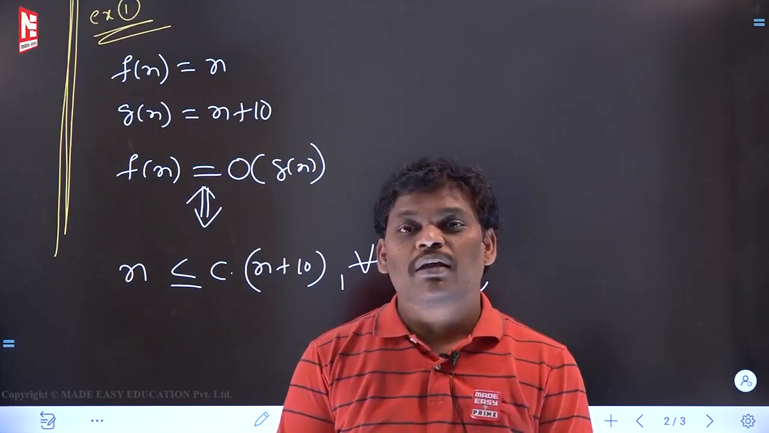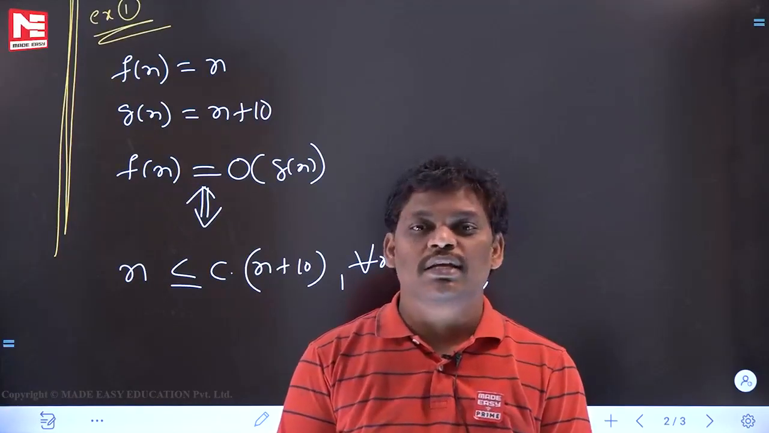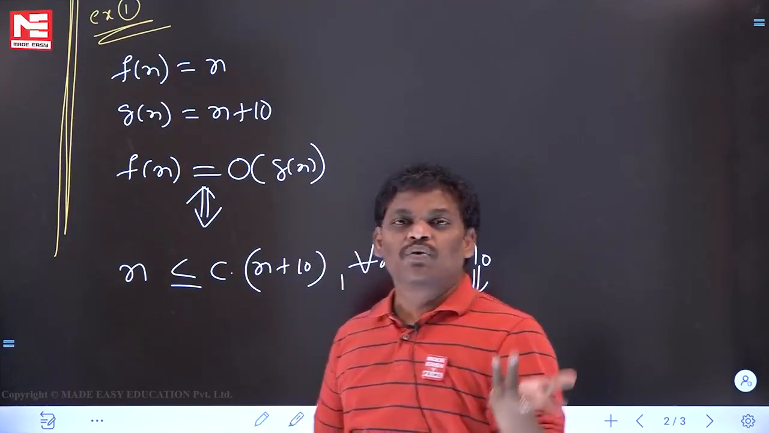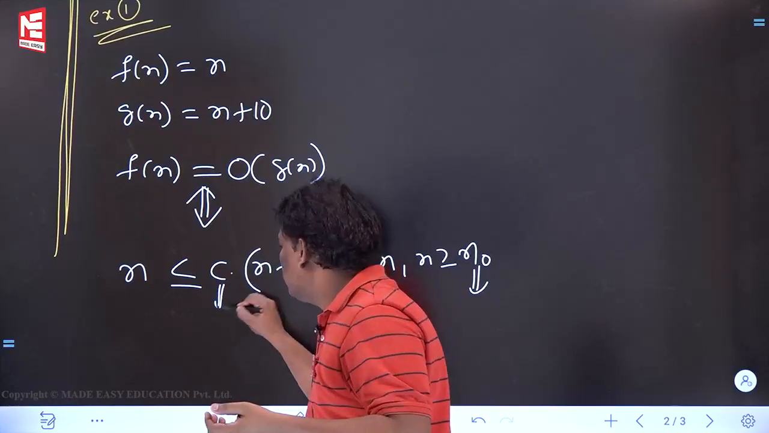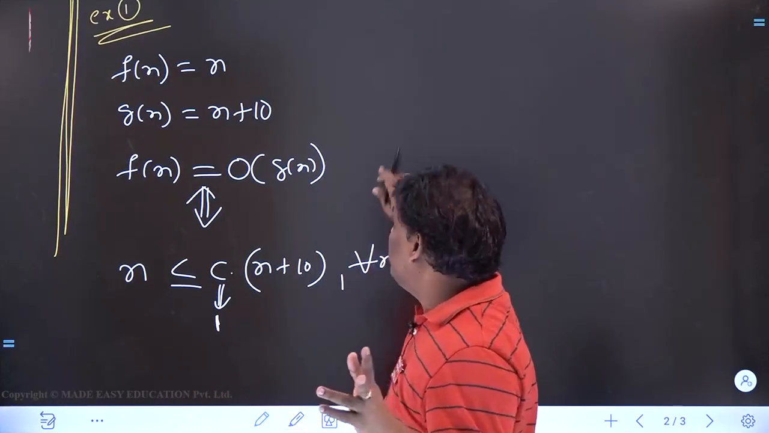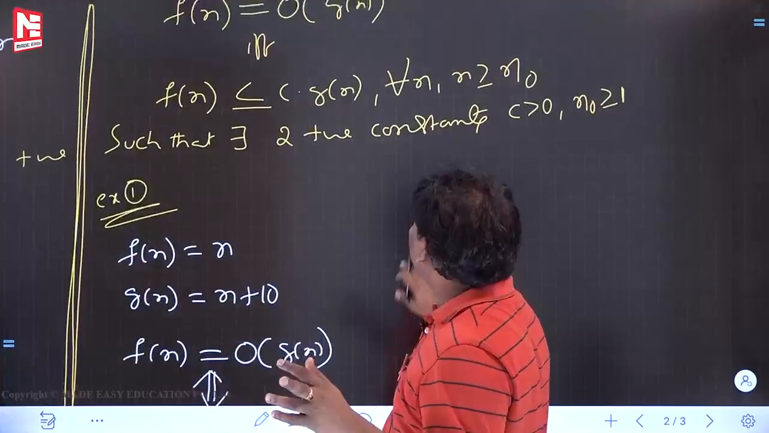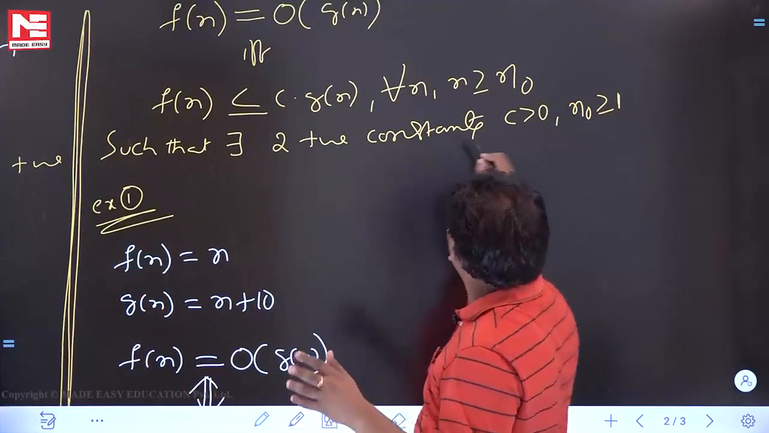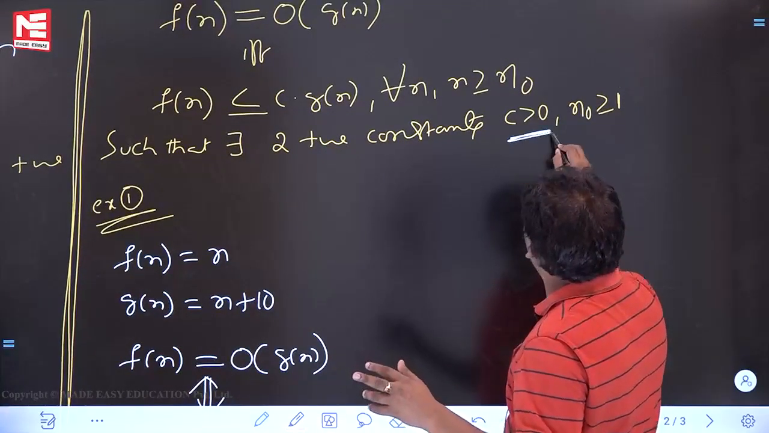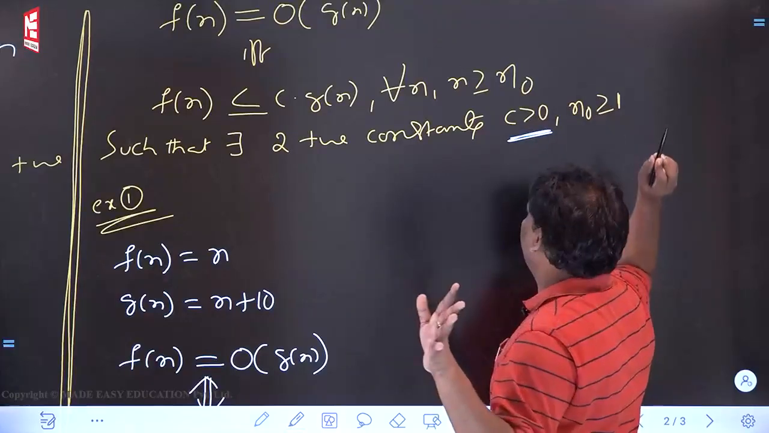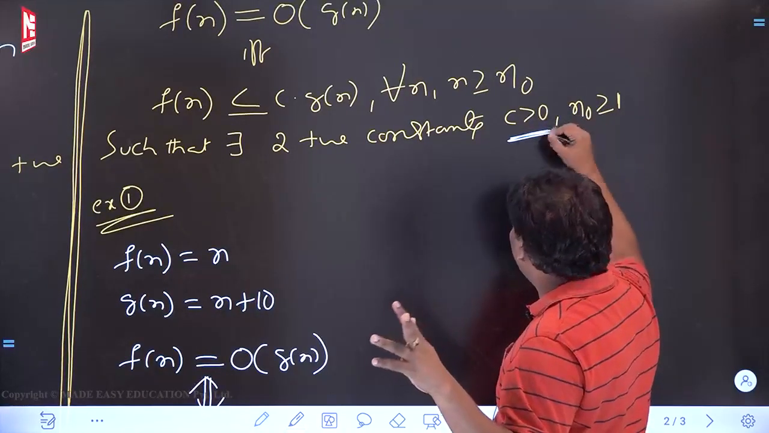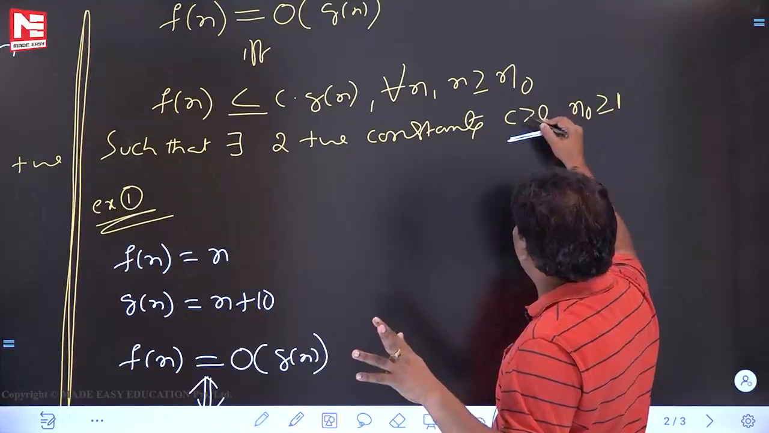Some people are asking, if the right is already greater, why should I take C help? If it is already greater and you don't want to take help, then keep the C value as 1. Some people are asking, sir, what is the minimum C value? See the definition: there exist positive constants, C greater than 0. Greater than 0, you take anything. I can take 1 also, 2 also, anything.